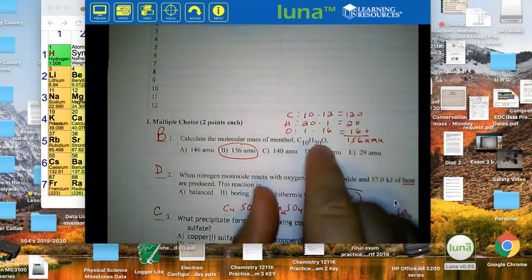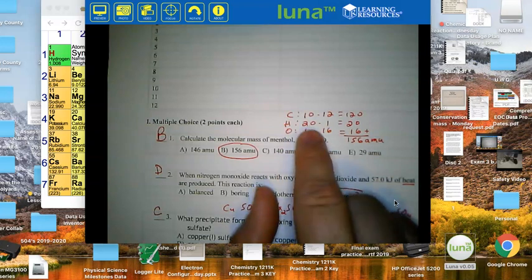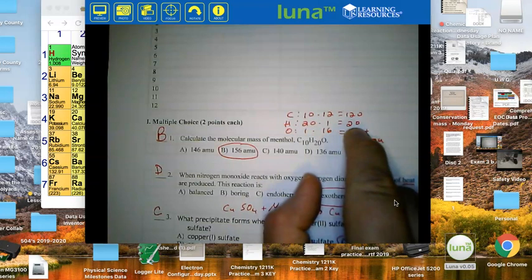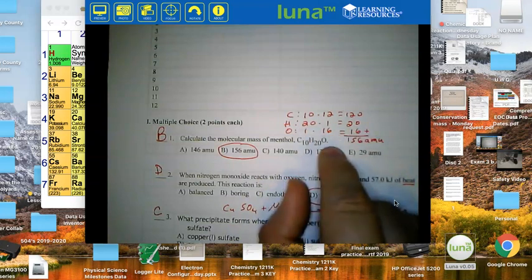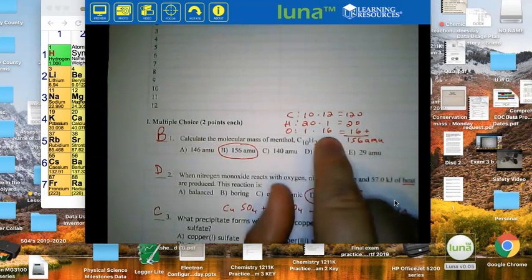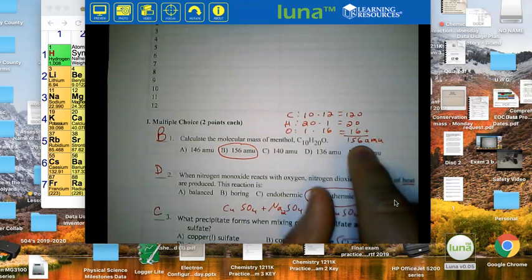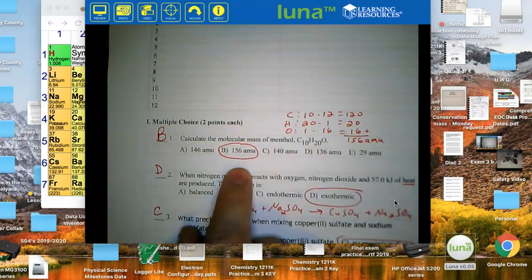Do the same process for hydrogen. There are 20 hydrogen atoms times its average atomic mass of 1, so 20 times 1 is 20. Then there's 1 oxygen atom, 1 times its average atomic mass, which is roughly 16. 1 times 16 is 16. You add these together to get 156 atomic mass units. So that's your answer for number 1.